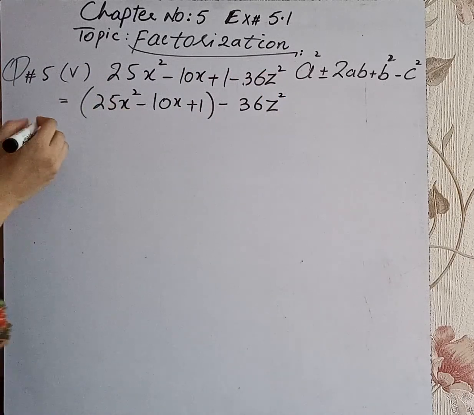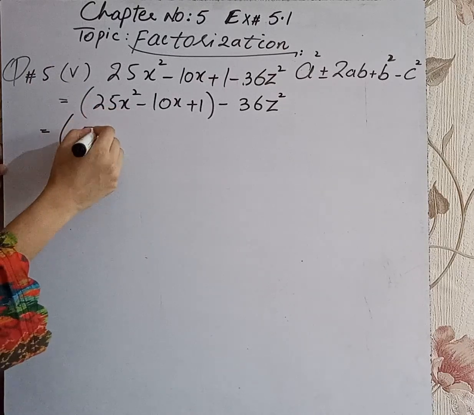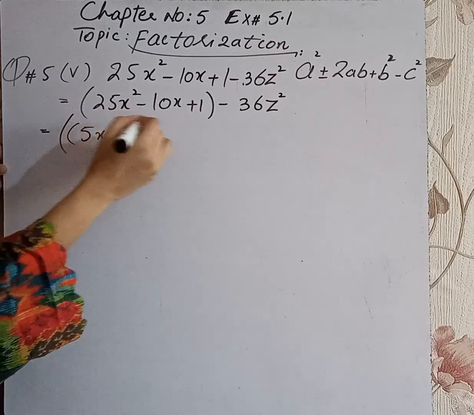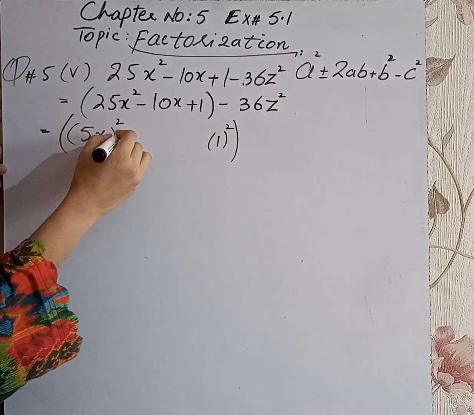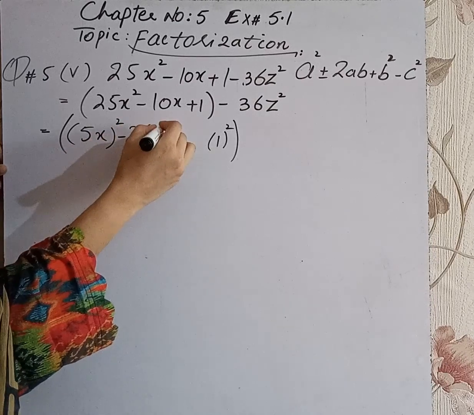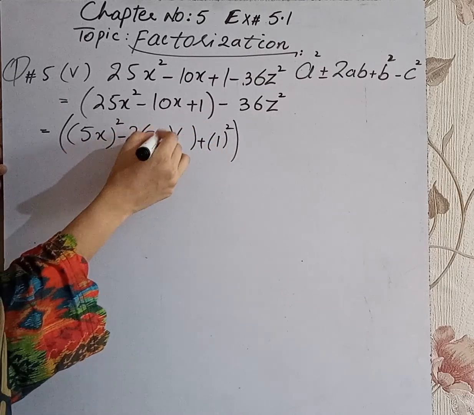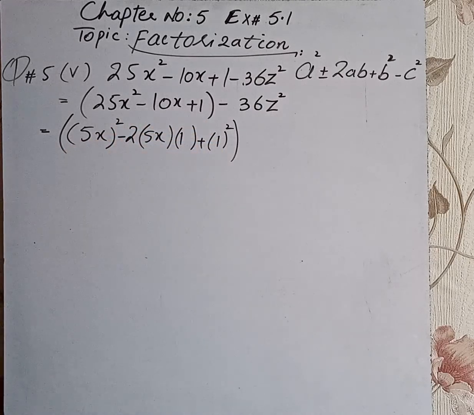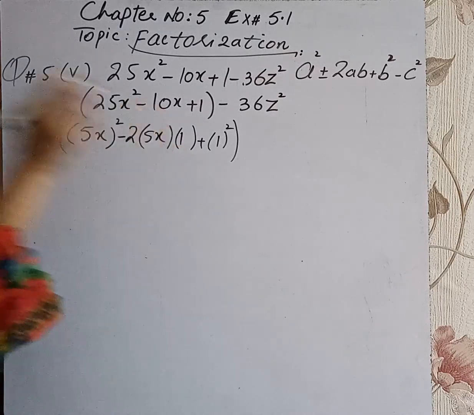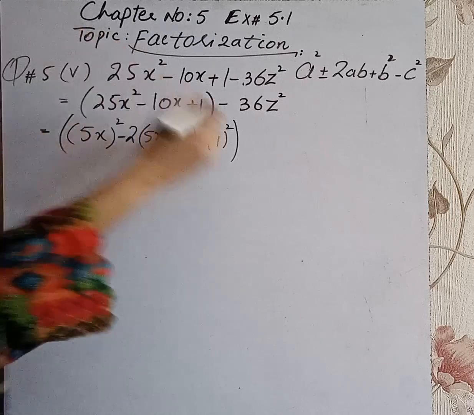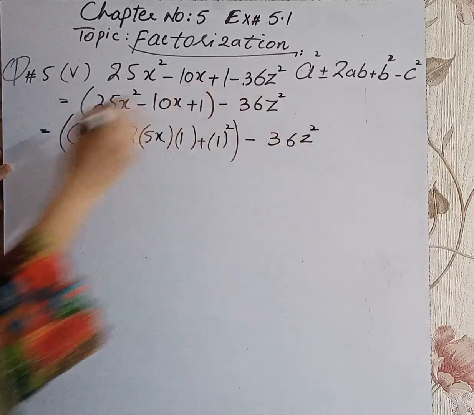So we will use here the formula now. Third type of factorization, 25x square is the square of 5x. 1 is the square of 1. Minus, we write minus 2 into a into b. What is a here? 5x. What is b here? 1. So after multiplying these 2, 5 times 10, 10 one time, 10x we can get. It means we can close this one and this will be written as it is, minus 36z squares.